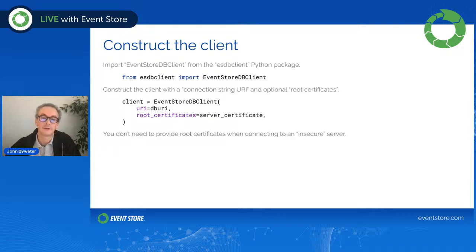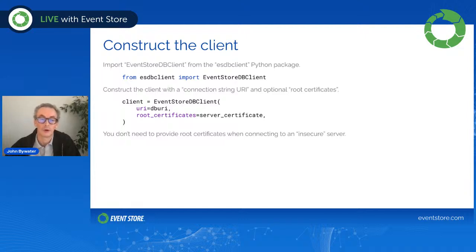Firstly, the client needs to be constructed. It's a class that you import, and it needs to be constructed. It only has two constructor arguments. The first one is a URI, the connection string URI, and the second one is optional, which it's required if you need to pass a server certificate in or root certificates if you're connecting to a secure cluster or node, but you don't need to if you're connecting to an insecure one.